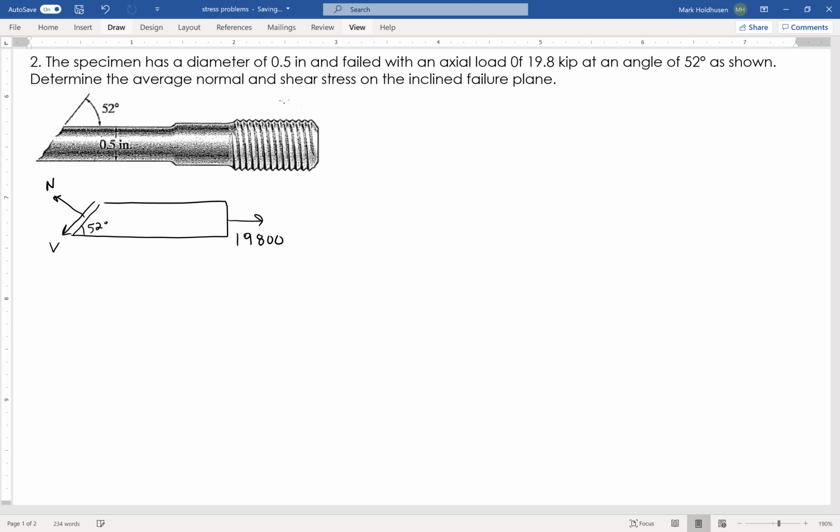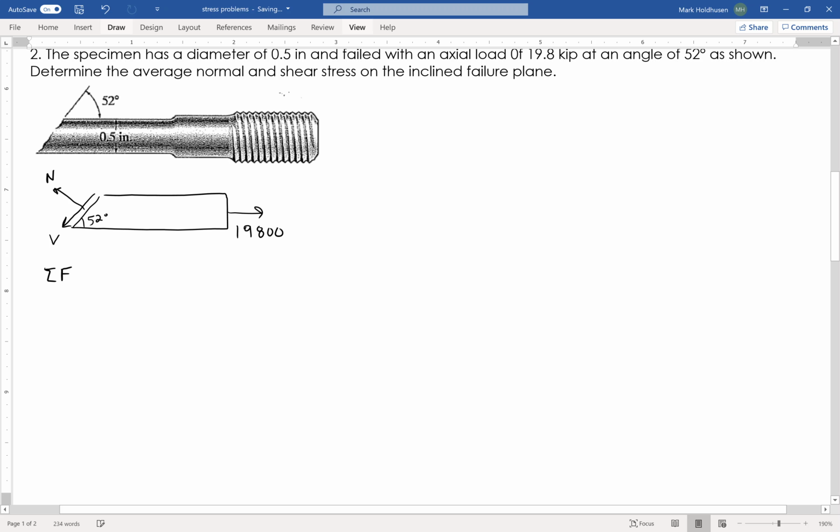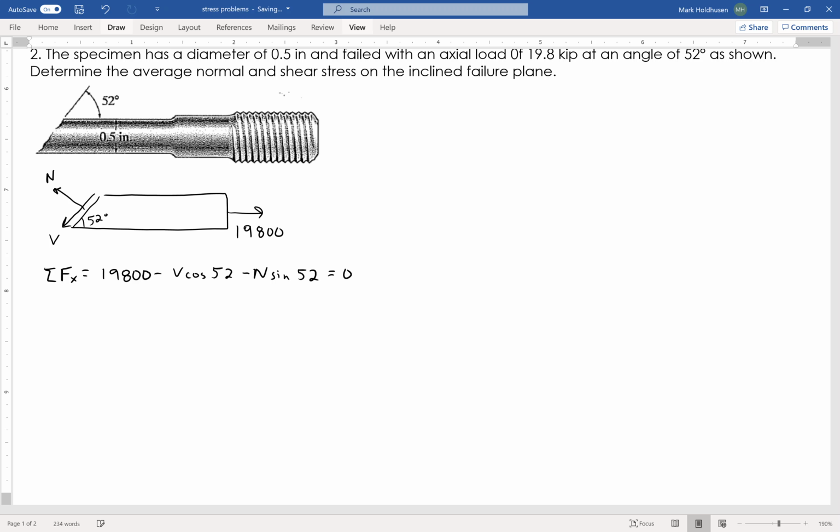So again, the first thing I need to do is find those internal loads, and I'm going to do that by summing the forces in the x direction. So I've got 19,800 minus V cosine 52 minus N sine of 52 equals 0. That's the sum of the forces in the x direction, right? Because again, that V and N, the shear and the normal, are at an angle with one another.